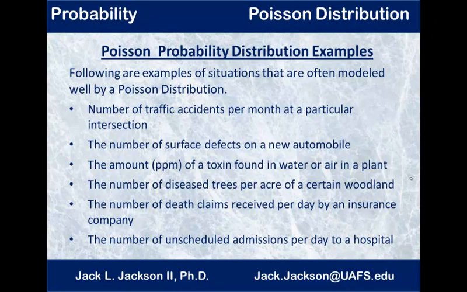The number of diseased trees per acre of a certain woodland, or the occurrences of any particular thing per acre. Could be the number of sightings of a particular kind of wildlife per acre in a certain woodland. The number of death claims received per day by an insurance company, or the number of unscheduled admissions per day to a hospital. So there are a variety of different real-world scenarios that are actually modeled pretty well by the Poisson distribution.